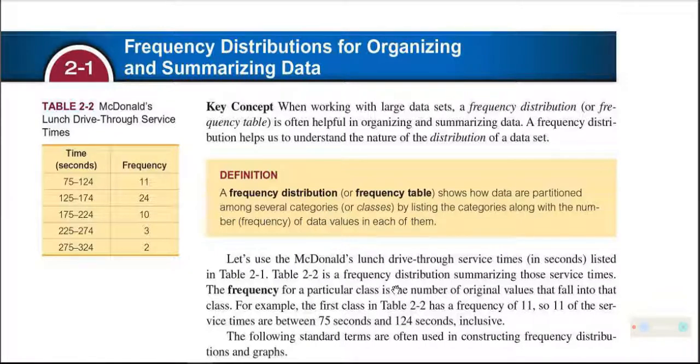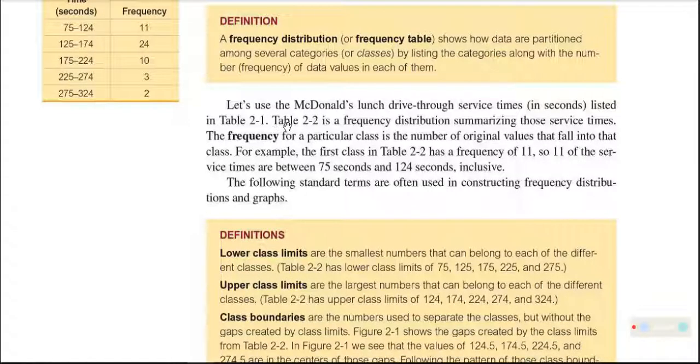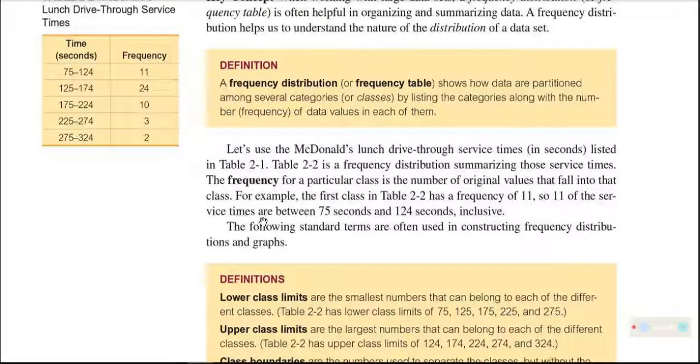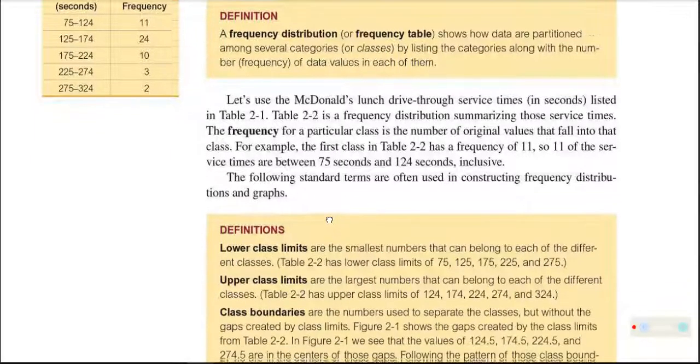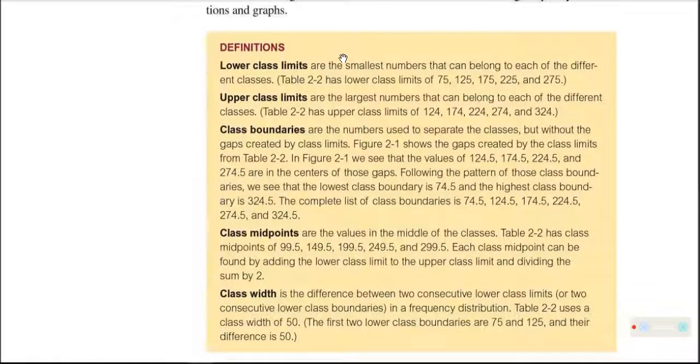So, let's use the McDonald's lunch drive-thru service times in seconds listed in table 2-1. So table 2-2 is a frequency distribution summarizing those service times. The frequency for a particular class is the number of original values that fall into that class. For example, the first class has a frequency of 11. So the service times are between 75 seconds and 124 seconds inclusive. The following standard terms are often used in constructing frequency distributions and graphs. Pakitandaan ito ng maigi.